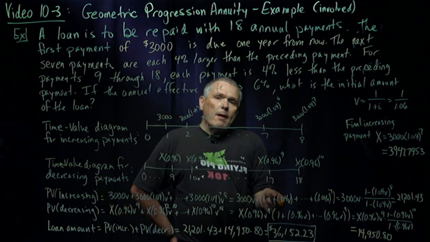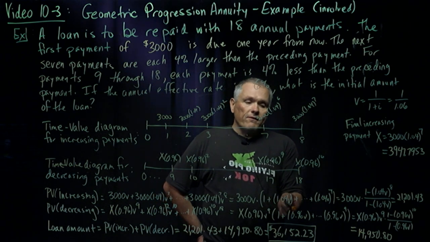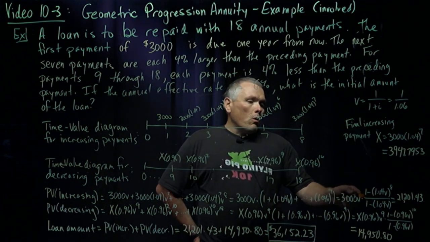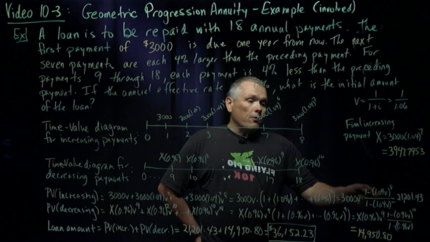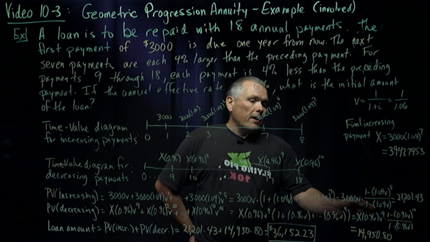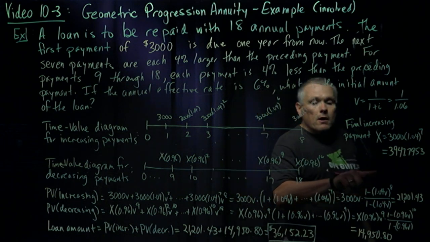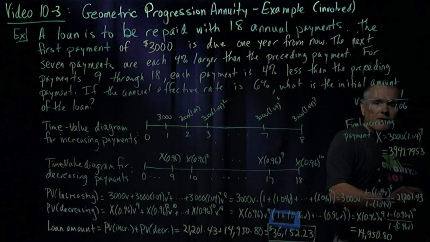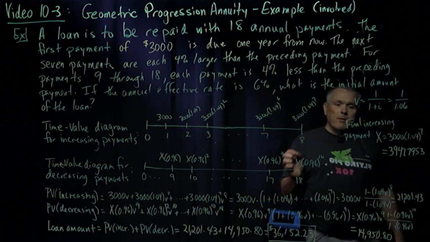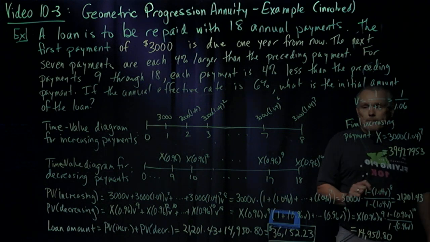We recognize our common ratio as 1.04v. So we plug it into our 1 minus r to the 8th, the 1.04v to the 8th, over 1 minus r, the 1 minus 1.04v. Calculate all of that. We get a present value of just the increasing payments of $21,201.43.